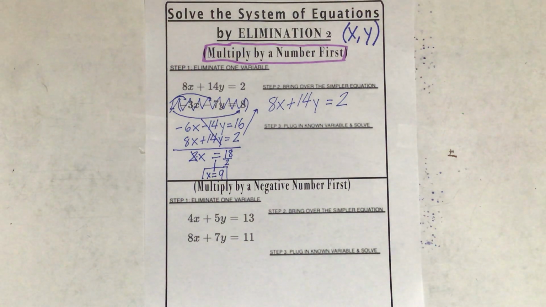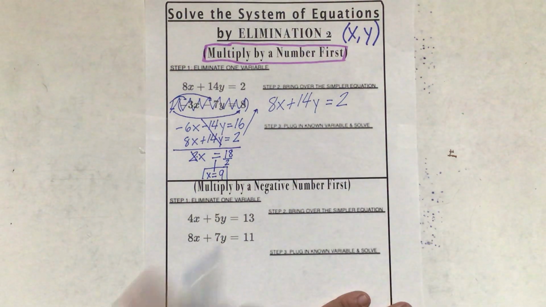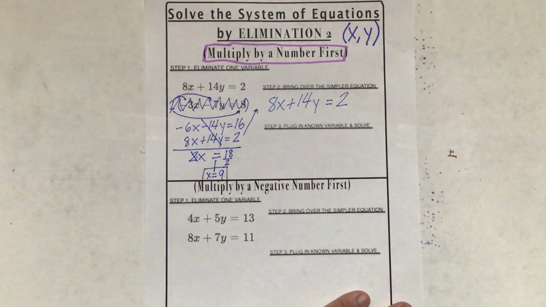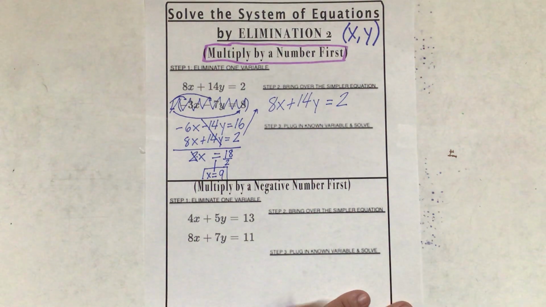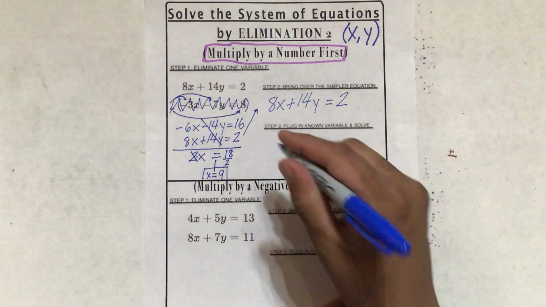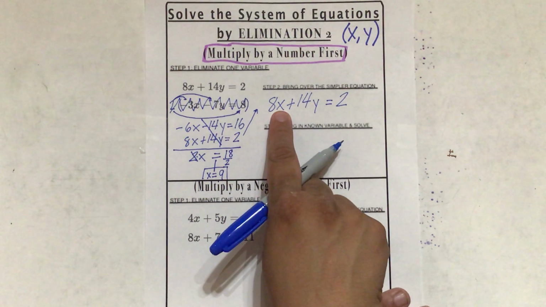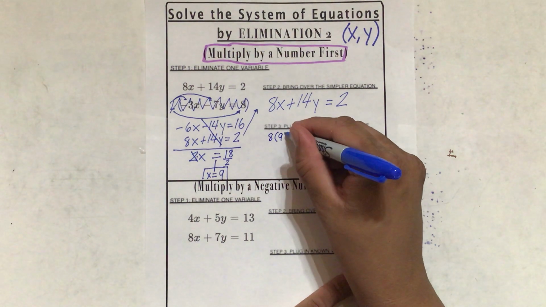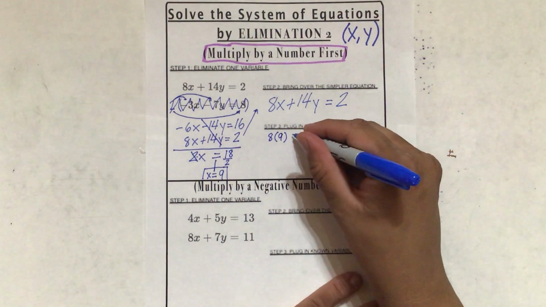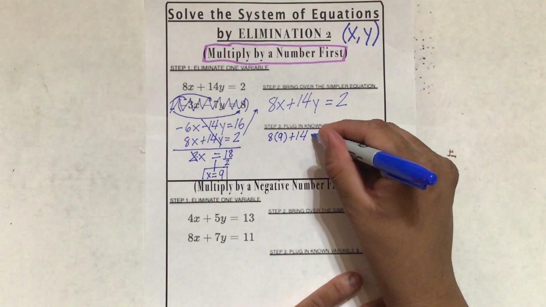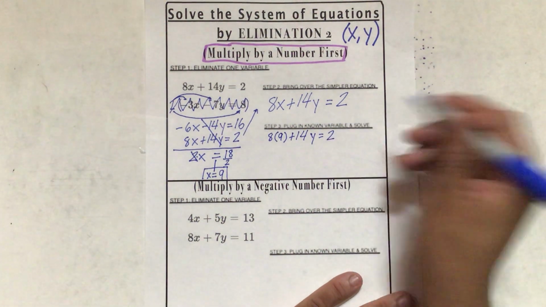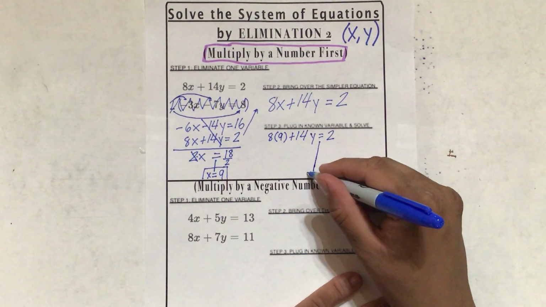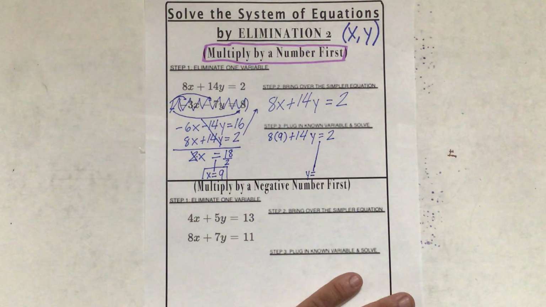Step 3 says plug in known variables. So which one do I know? Which x or y? I know what x is already. I solved for x. x is equal to 9. So I'm going to write in this equation, but instead of writing x, I'm going to put parentheses 9. 8, parentheses 9, and then I'm going to write the rest of it. Plus 14y is equal to 2. I'm going to draw my line of separation. In the end, I want to solve for y. That's my goal.